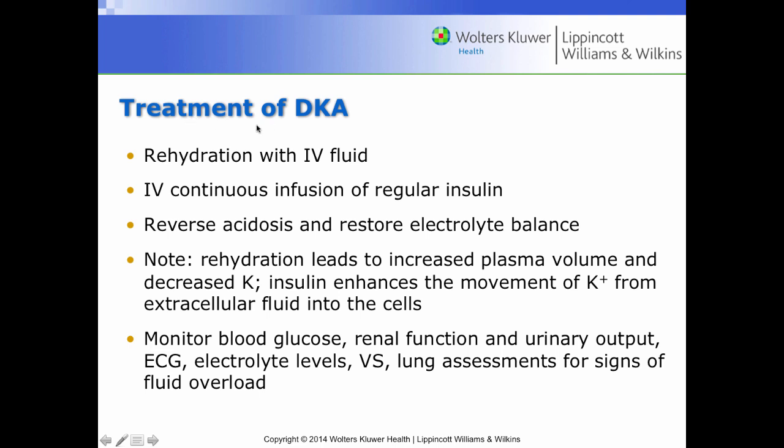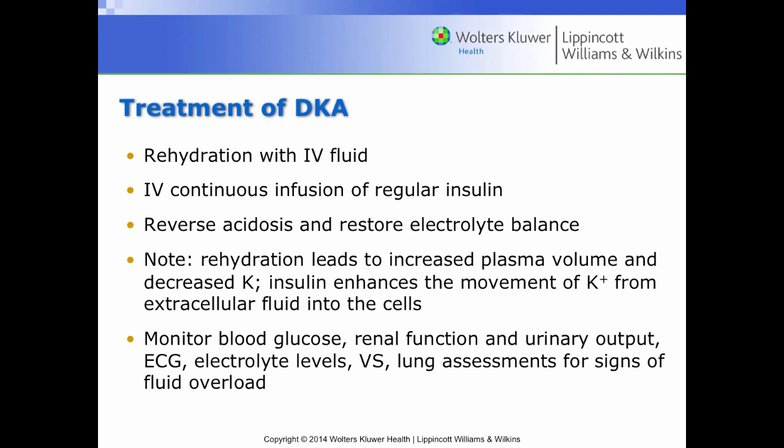So treatment's going to include rehydration with IV fluids, IV continuous infusion of regular insulin, okay? Reverse the acidosis, restore the electrolyte imbalance. And take note, rehydration leads to increased plasma volume and a decrease in potassium. So a patient might come in with an elevated potassium, right? Because with the acidosis, all the potassium gets kicked out of the cells.